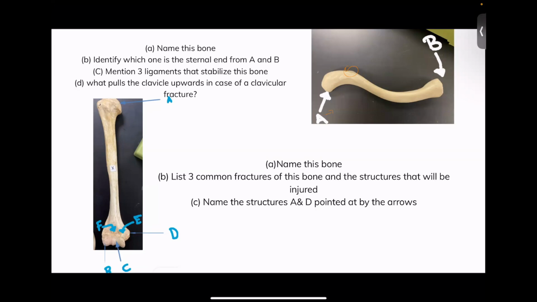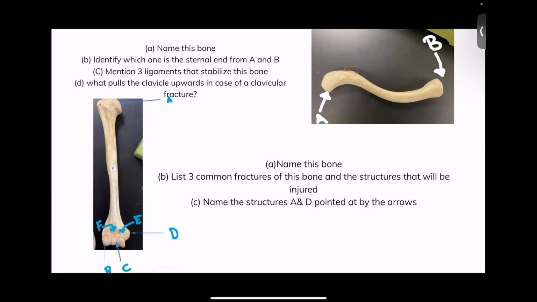Okay, so the bone, it's the humerus, and the common fractures of this bone. We've talked about them. One is at the surgical neck, the other one is mid shaft, and the third one is supracondylar. So the humerus fractures are the surgical neck, supracondylar, and mid shaft fracture.